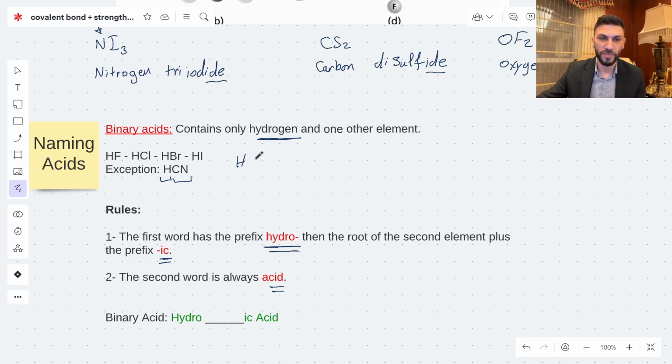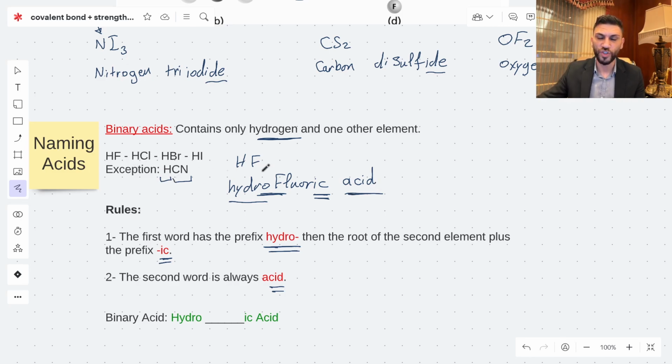For example, the HF. So always we're going to start with hydro. And then the root of the second element, which is fluorine, so it's going to be fluor. And then IC. The second word is going to be acid. So here is the hydrofluoric acid, and this is 1 word, hydrofluoric. We start always with hydro, the root of the second element, adding IC, and then the second word should be acid.